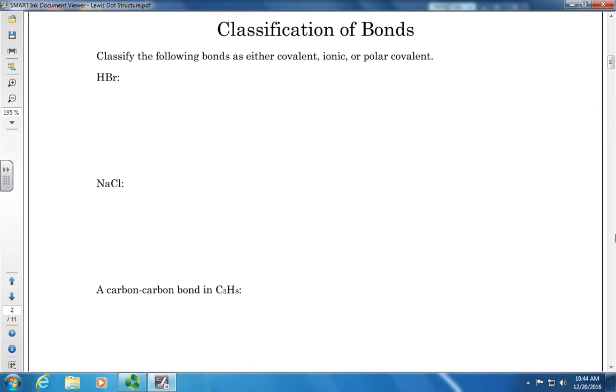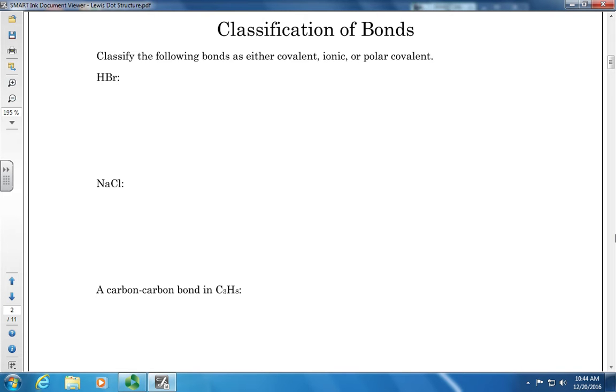Today we are looking at the classification of bonds. In our previous video, I mentioned briefly covalent and ionic. We're also going to be looking at polar covalent, which occurs quite frequently. So let's get started. We're looking to classify these compounds as either covalent, ionic, or polar covalent. Simple enough. Okay. So let's look at this.